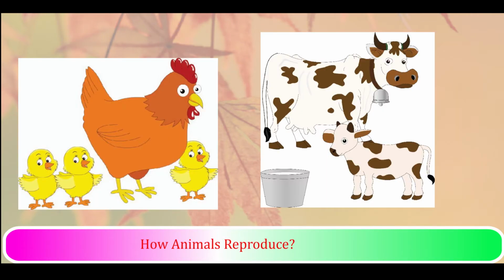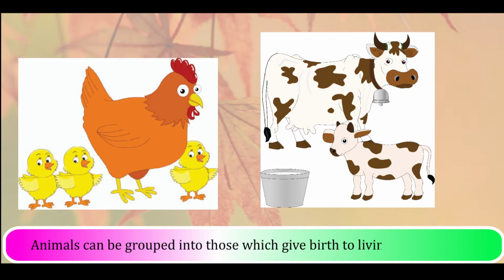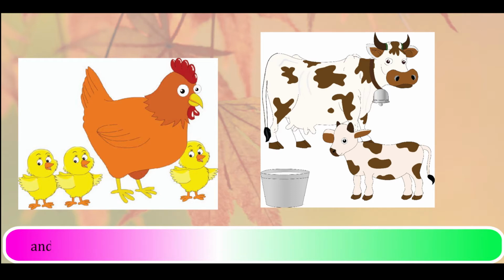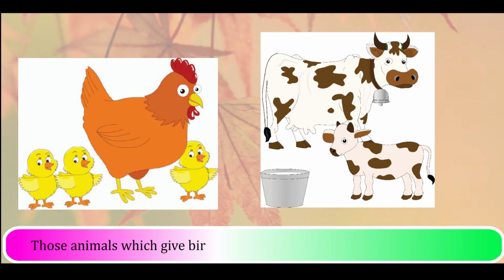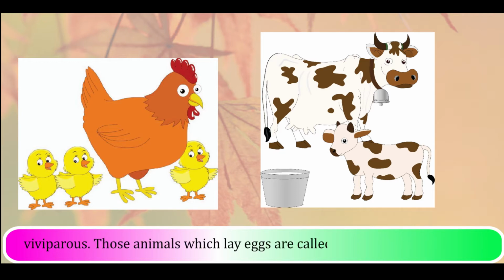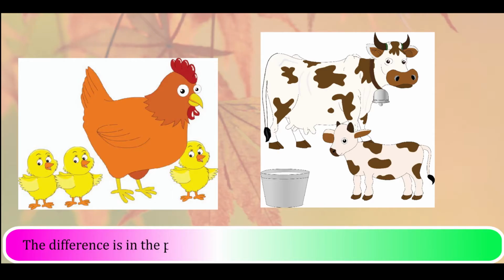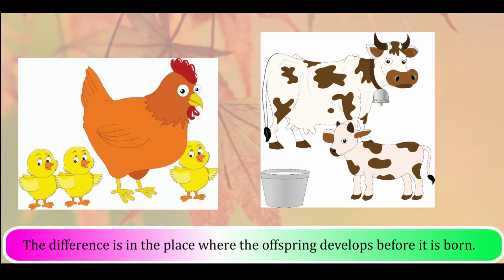How animals reproduce. Animals can be grouped into those which give birth to living offspring and those which lay eggs that eventually hatch into offspring. Those animals which give birth to live offspring are called live-bearing or viviparous. Those animals which lay eggs are called egg-laying or oviparous. The difference is in the place where the offspring develops before it is born.